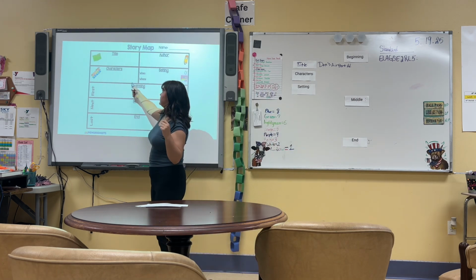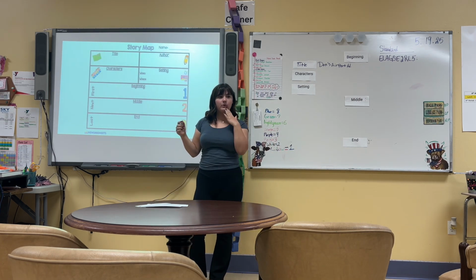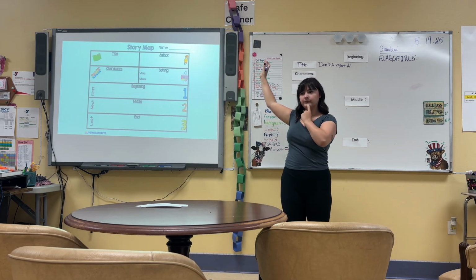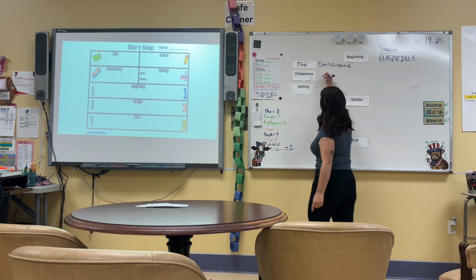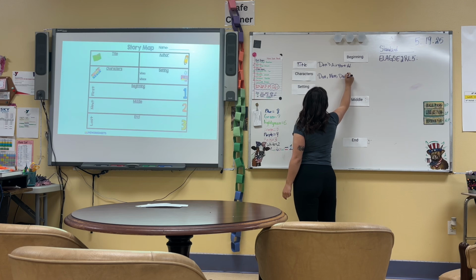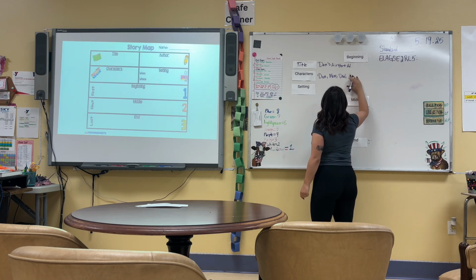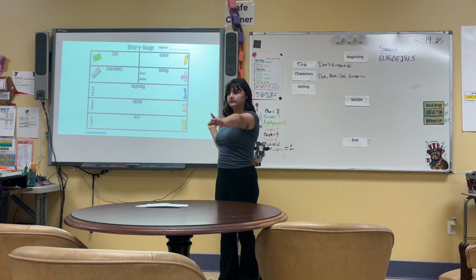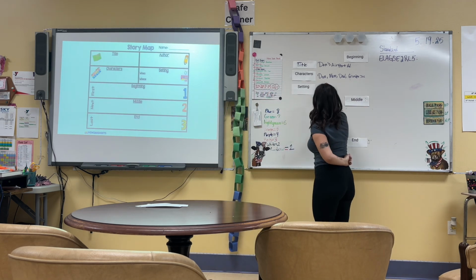Okay, who are our characters? I want you to think about who our characters are. Think real hard. Raise your hand if you know. Okay, so it's Donovan, his mom, his dad, and Grandpa Joe. The setting? The airport. Correct.